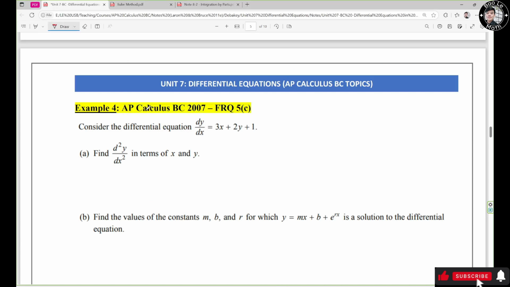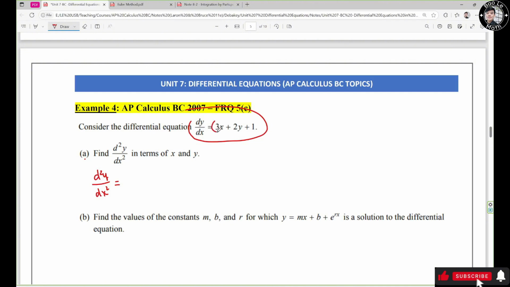Example number 4, AP Calculus BC 27, free response question number 5. Consider the differential equation dy over ds equals 3s plus 2y plus 1. Question A. Find the second derivative of this one. So we have d squared y over ds squared equals. Now, we need to calculate the derivative of this one with respect to s.